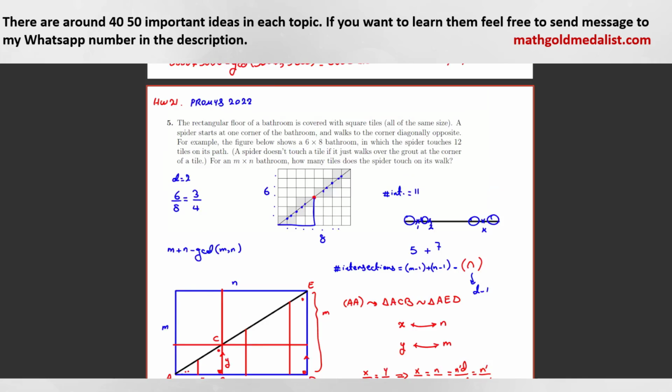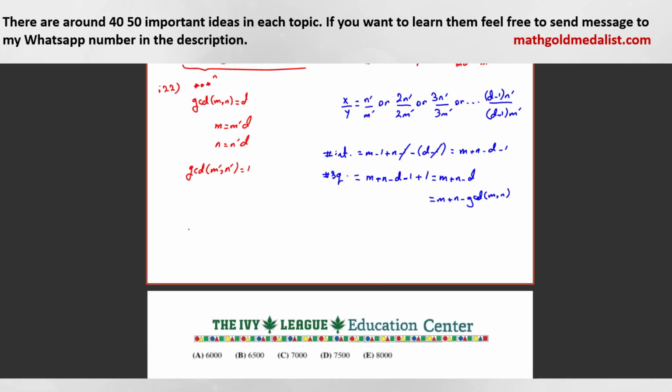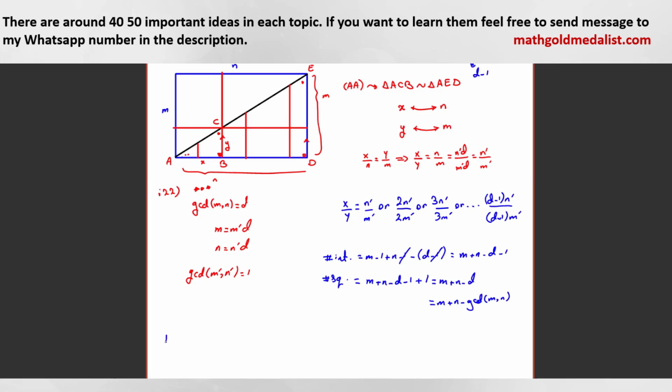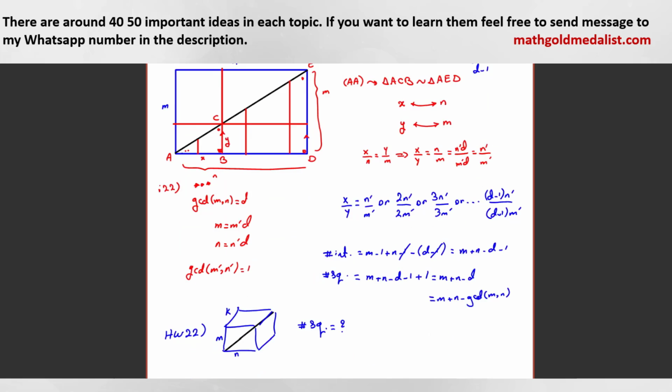Now let me tell you a similar problem that is harder than this. Homework 22. Suppose we have a cube in 3D, m by n by k. Then we draw the diagonal of this cube, or cuboid, let's say. Then it passes through how many squares? Find the answer in terms of m, n, and k. We can again use a similar approach, but a bit harder in terms of problem solving.